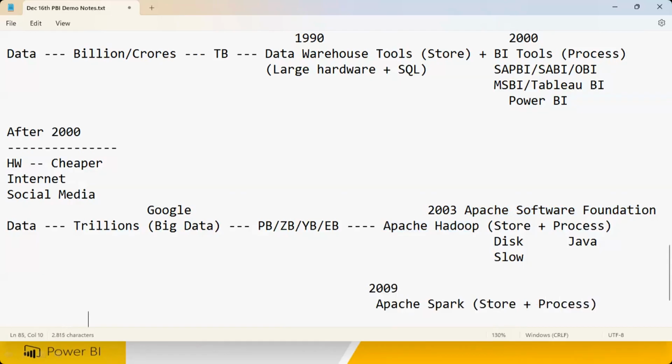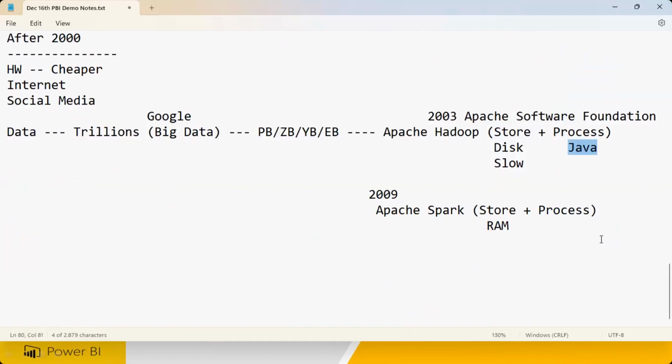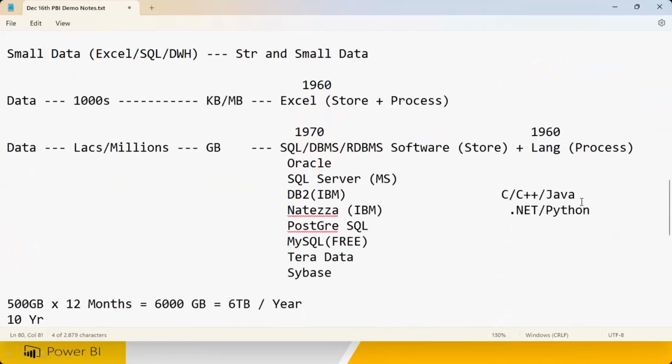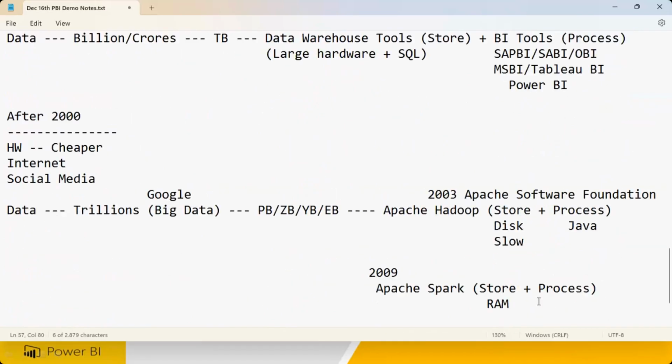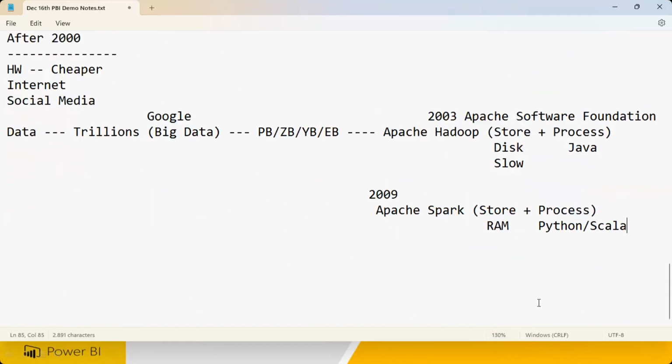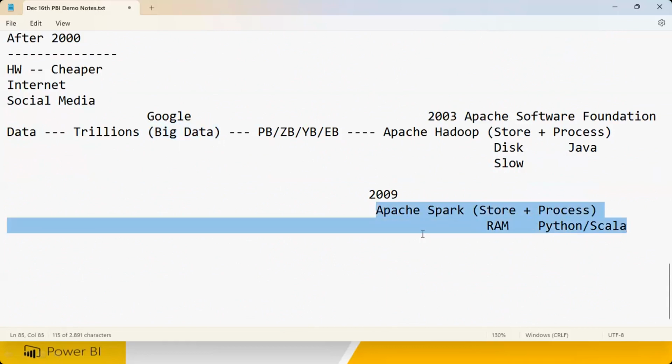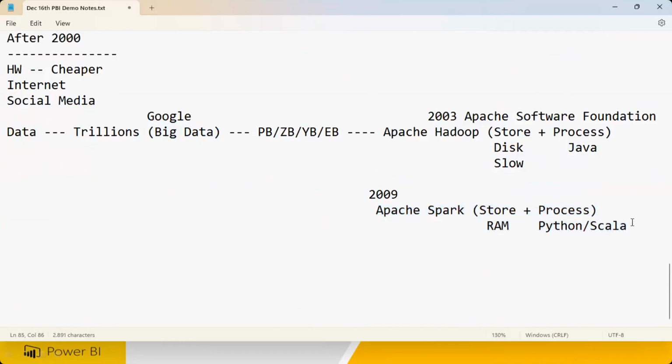But where is it going to process and store your data? It stores it in the RAM, and the processing is not in Java. Clear? Because as I told you, Java is very, very complex. It started using Python and other languages. Python was introduced, and Scala is one more language that got introduced, and it stores the data in the RAM. A large amount of data, any kind of data, it can store. Because of this, Apache Spark has become so popular today.